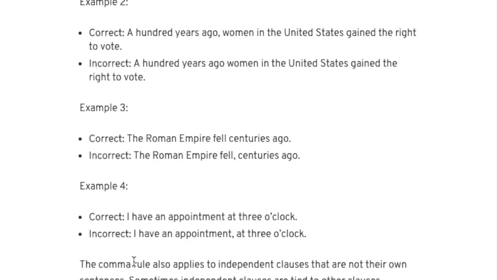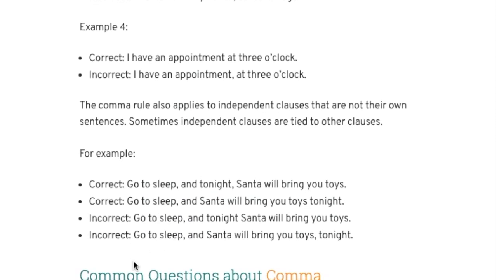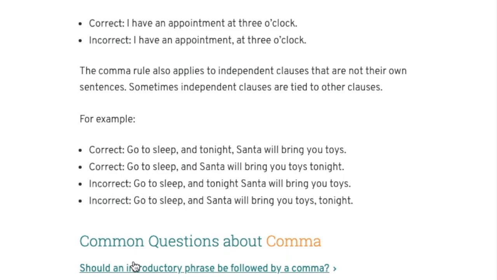Okay, so correct: The comma rule also applies to independent clauses that are not their own sentences. Sometimes independent clauses are tied to other clauses. For example, correct: Go to sleep, comma, and tonight, comma, Santa will bring you toys. Correct: Go to sleep, comma, and Santa will bring you toys tonight. Okay. Incorrect: Go to sleep, comma, and tonight Santa will bring you toys. So it's missing a comma there. Incorrect: Go to sleep and Santa will bring you toys, comma, tonight.